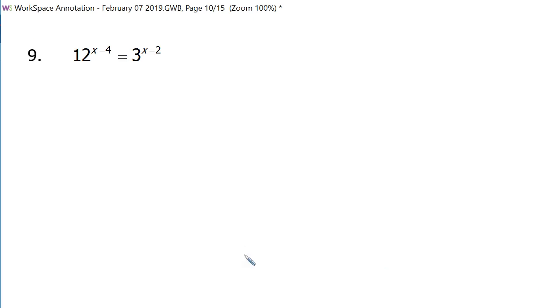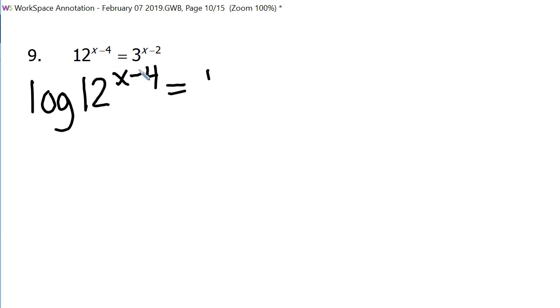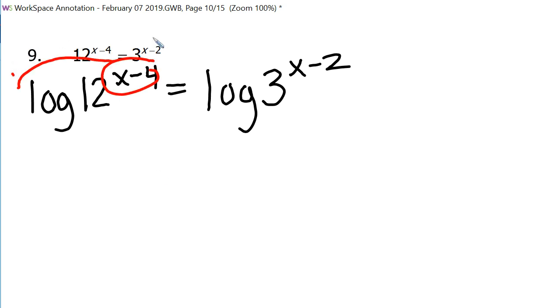Next one, number 9. Can I get a common base with a 12 and a 3? No. So if you cannot get the same base, you need to log both sides. So log the left side and log the right side. So step 1, log both sides. Step 2, use the power property.